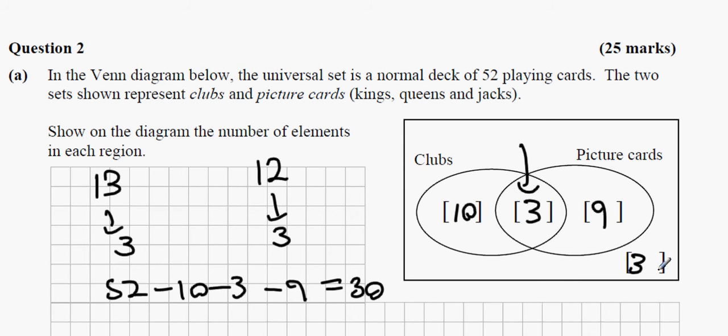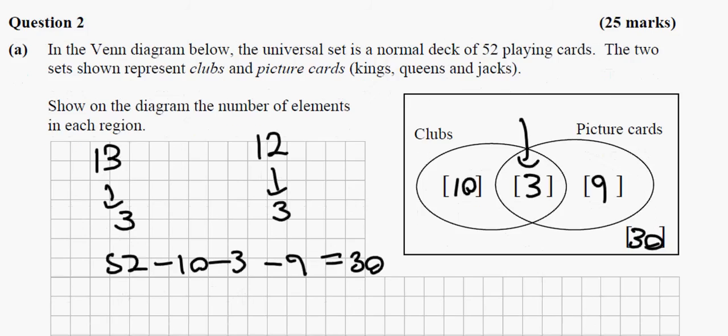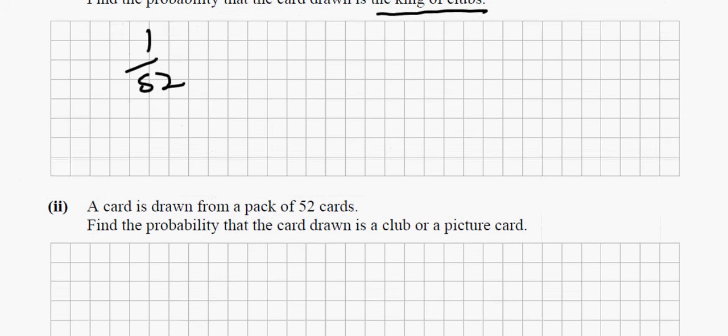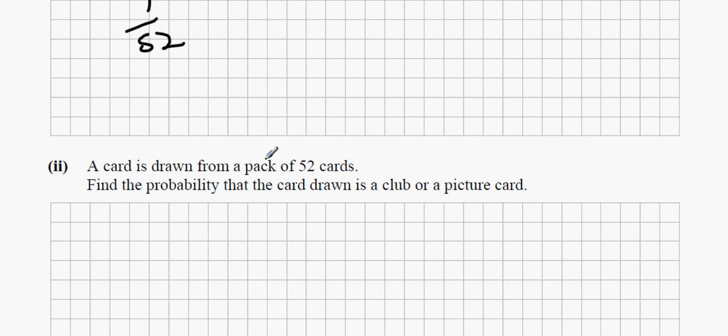Okay, now that that's done, a card is drawn from a pack of 52 cards. Find the probability that the card drawn is a king of clubs. There's only 1 king of clubs in the full deck. That makes it a 1 in 52 chance. Next, a card is drawn from a pack of 52 cards. Find the probability that the card drawn is a club or a picture card. The word or means plus. Add the probabilities together.